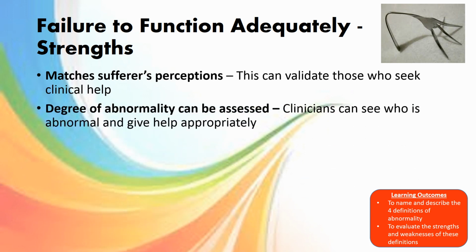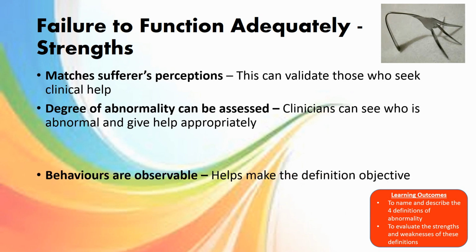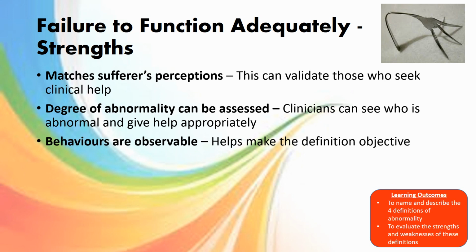This degree of abnormality can also be assessed, so we can see how abnormal or normal somebody is, and then we can tailor the treatment to that, which is also quite important. Behaviours are generally observable, so if you're failing to function adequately, these behaviours can be seen and used in that respect, so it helps make the definition really objective.